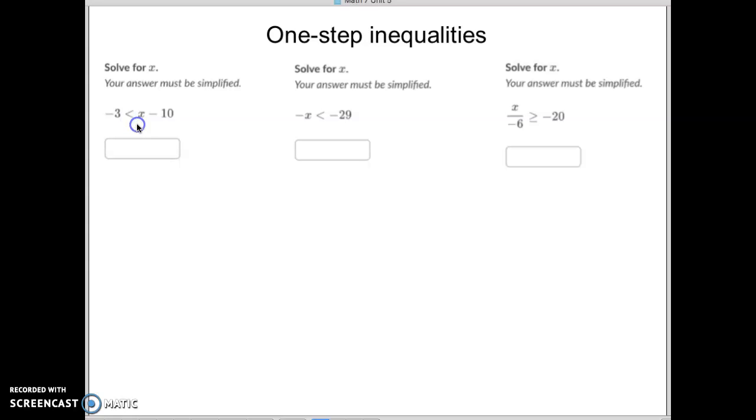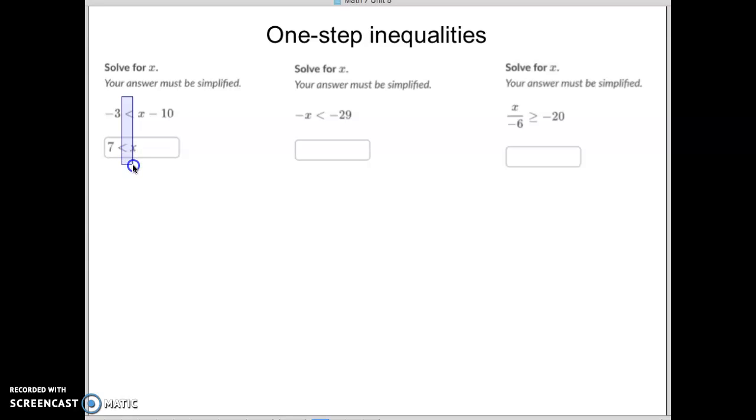So right now, you'll notice that 10 is being subtracted from x. What's the opposite of subtract 10 from x? It would be to add 10 to x. So in order to cancel this from this side, we're going to add 10. When we add 10 to this side, we must add 10 to this side, correct? When we add 10 to negative 3, what do you get? You get 7. So you get 7 is less than x. Notice that the inequality sign stayed the same here.